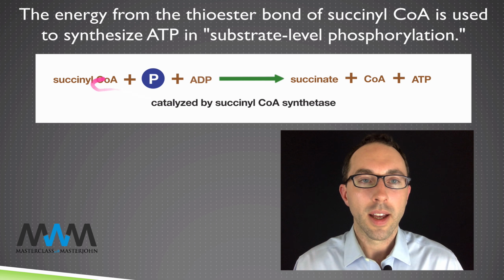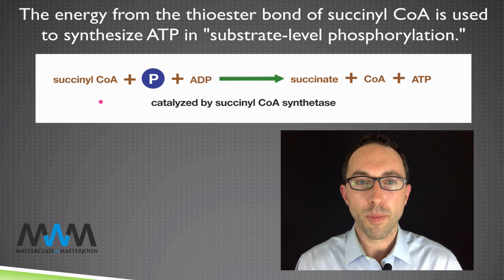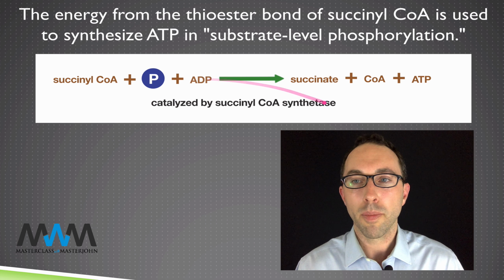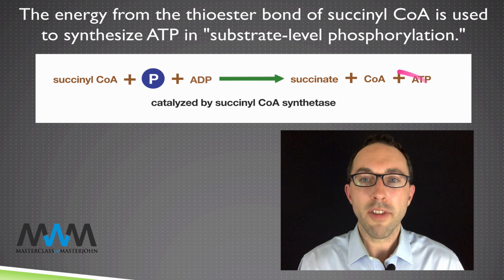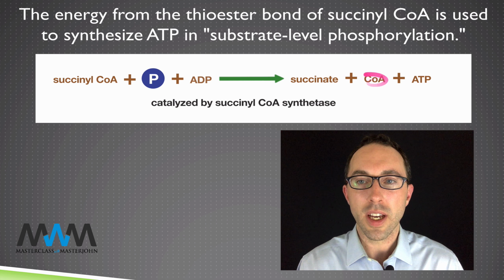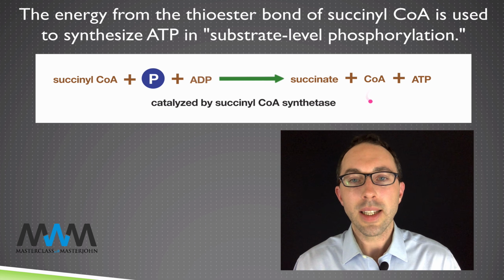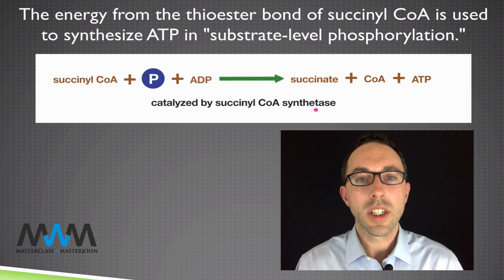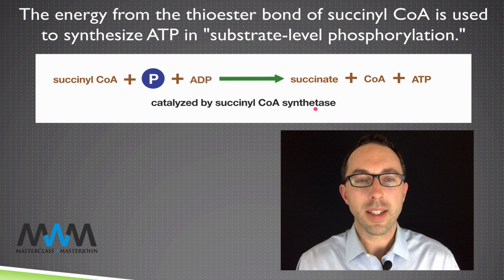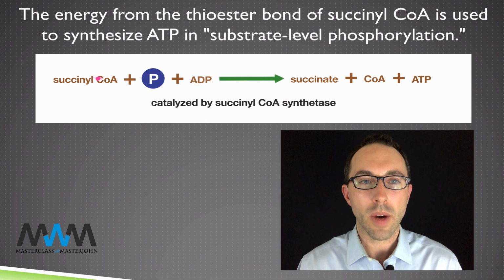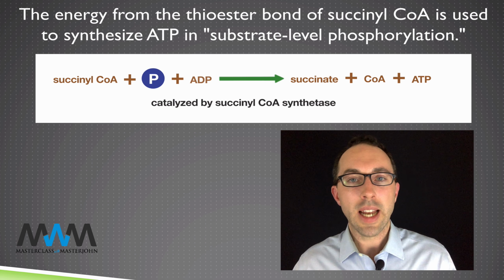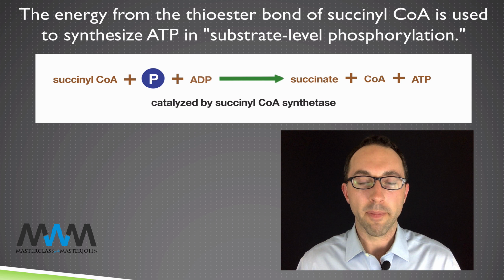Succinyl CoA has its thioester bond broken. That energy joins phosphate to ADP to produce ATP, leaving behind succinate and free CoA. This enzyme is called succinyl CoA synthetase, which seems a bit odd right now because it's not synthesizing succinyl CoA, it's synthesizing succinate. But we'll see in the next slide why it bears that name.